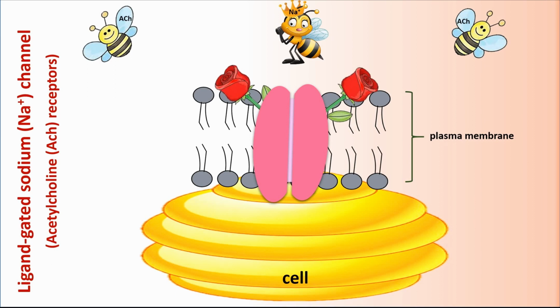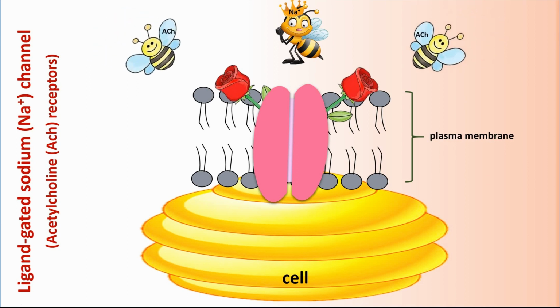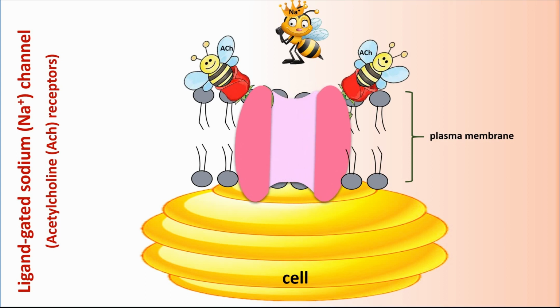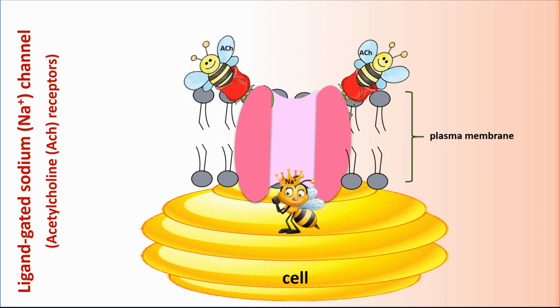One example of exciting LGIC is ligand-gated sodium channel, or acetylcholine receptors. At first, acetylcholines, the ligands, bind to their receptors. Then, a conformational change occurs in the ligand-gated sodium channel and it opens. Finally, sodium ions pass through the plasma membrane.